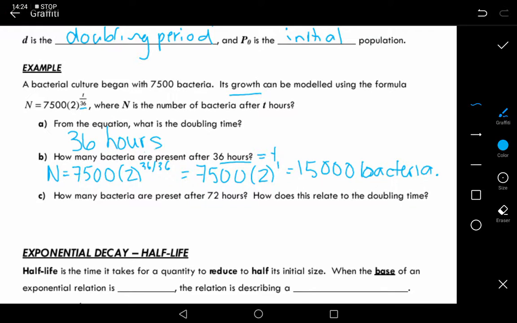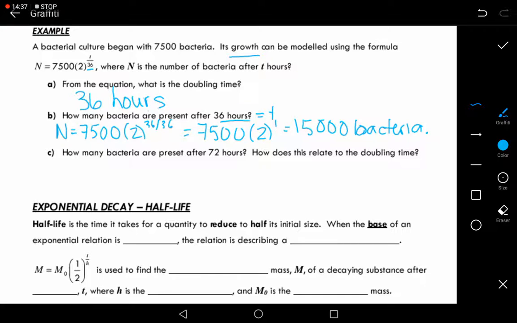So if it takes 36 hours to double and we're figuring out how many are present after 36 hours, that's just one doubling period, right? So 36 divided by 36 gave us that 1. So the next question says, how many bacteria are present after 72 hours? And how does this relate to the doubling time?